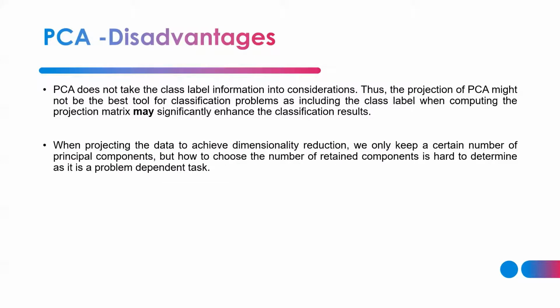Additionally, when projecting the data to achieve dimensionality reduction, we only keep a certain number of principal components. And as I said, you need to determine how many of these components you need to retain. So how to choose the number of retained components is usually hard to determine, or was hard to determine in the old days. Nowadays, there are several methods that help you there as well. Basically, it's problem dependent.